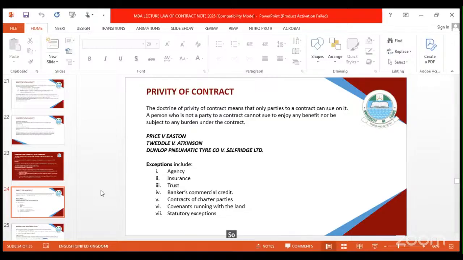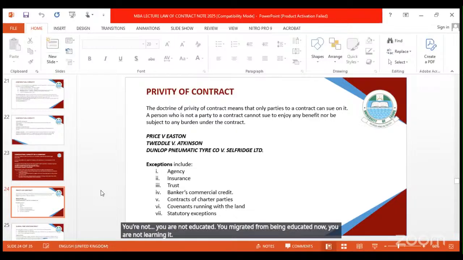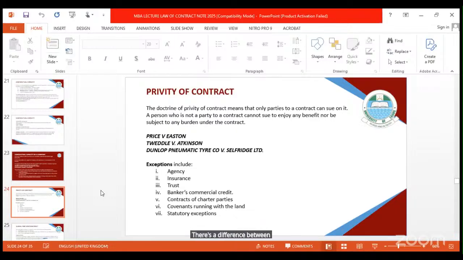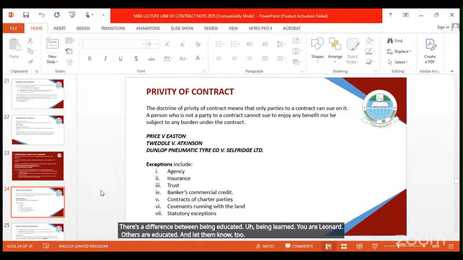So just be fond of using this word so that people will respect you more, because you are no more ordinary citizens. You are lawyers now. You are learned. You are not just educated. You have migrated from being educated now. There's a difference between being educated and being learned. You are learned. Others are educated, and let them know too. Let them know. It's very important.